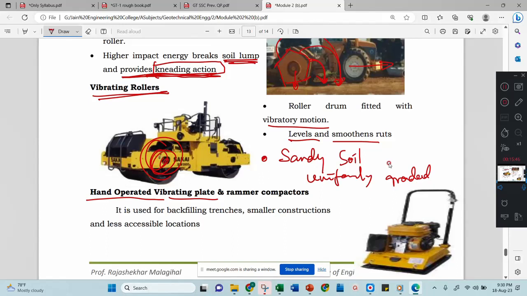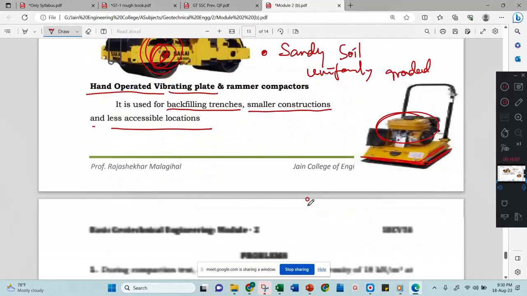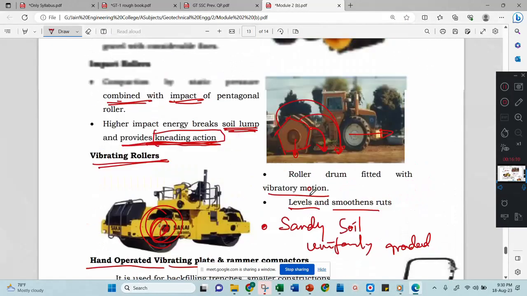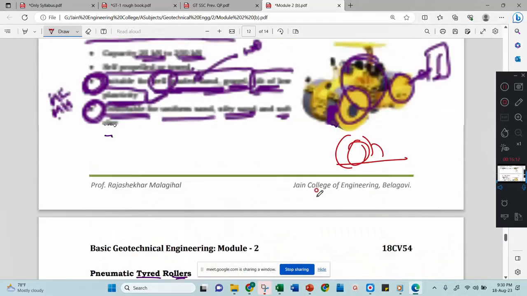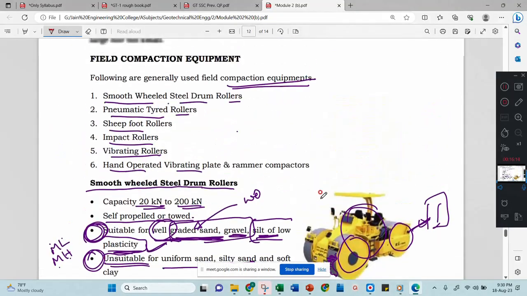Then the last one is the hand operated vibrating plate. See here, this is a plate and there is a machine that will operate it. It is used for backfilled trenches, smaller constructions and less accessible locations. There you can use it. Any material you can use it for with hand operated. Now this is all about field compaction methods, right?